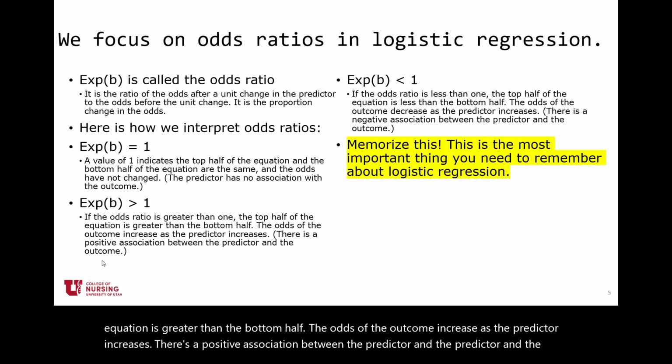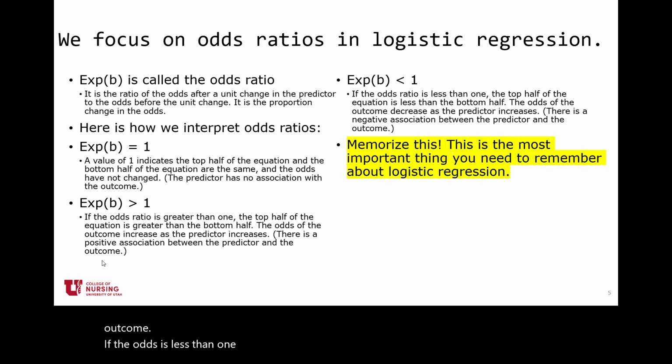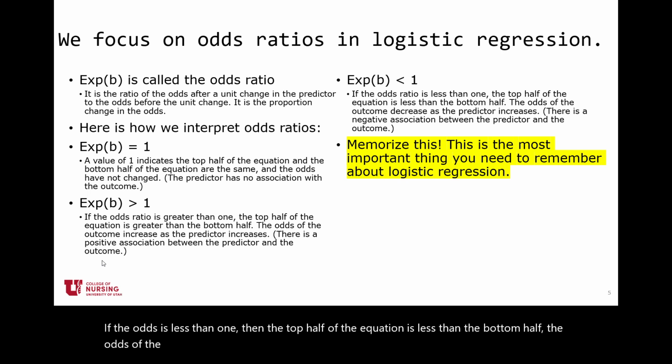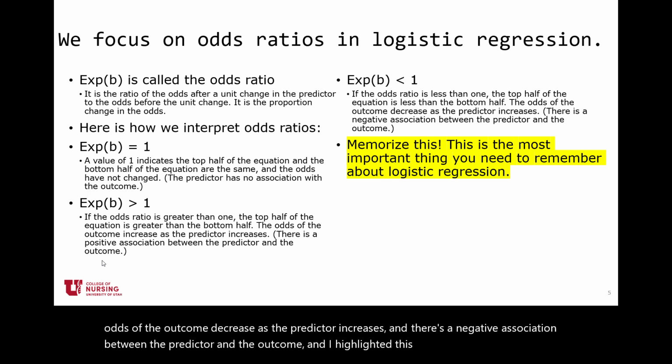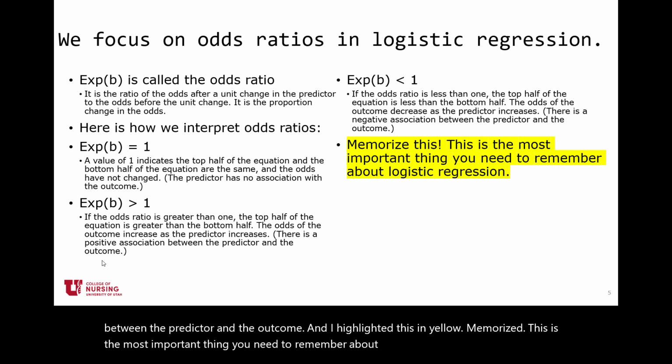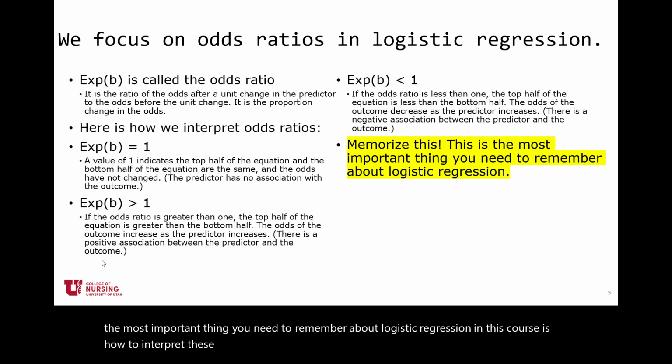If the odds ratio is less than 1, then the top half of the equation is less than the bottom half. The odds of the outcome decrease as the predictor increases, and there's a negative association between the predictor and the outcome. And I highlighted this in yellow. Memorize this. This is the most important thing you need to remember about logistic regression in this course, is how to interpret these odds ratios.